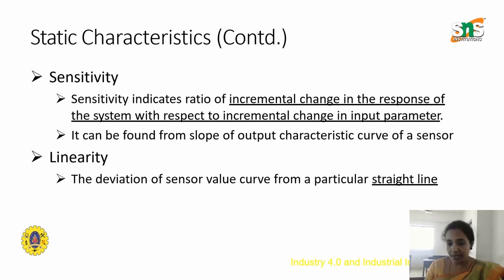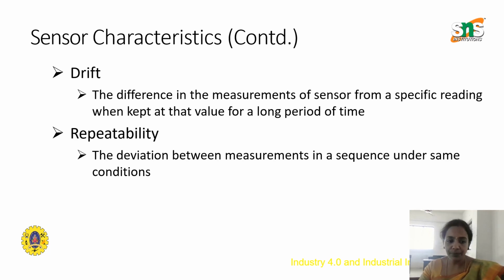Next one is linearity. Linearity is the deviation of the sensor value curve from a particular straight line. So if something is very straight, then we say it is linear. The property of moving from the input signal to the output signal producing a constant value is nothing but linearity.